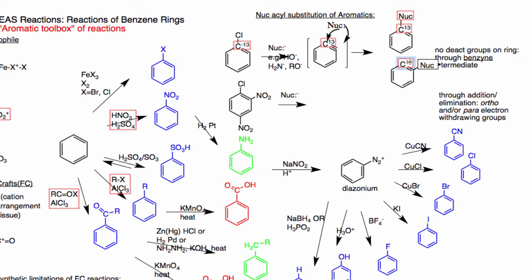Common nucleophiles for this reaction include hydroxide, which could make a phenol, NH2-, which could make an aniline, or RO-, which could make an aromatic ether.